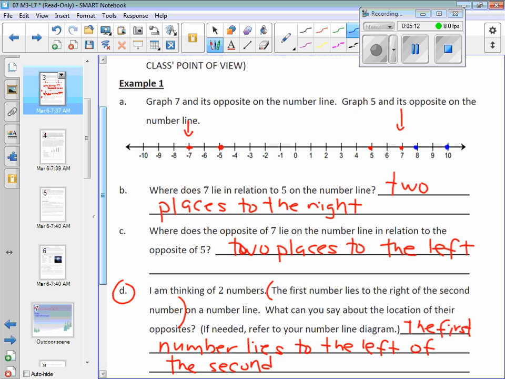The first number that he gave me was 10. Is that to the right of 8? Yes or no? Yes. Okay, give me the opposite of 10 and 8. Negative 10. First number he gave me was negative 10. Second number is negative 8. Note that the opposite now, the first number lies to the left of negative 8. That will work every single time.